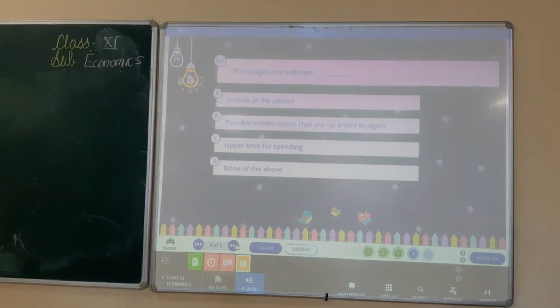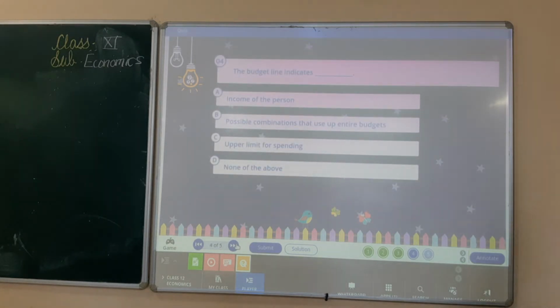Okay. Now the fourth one, it can be asked in your exams also: budget line indicates. Four options are there: income of the person, possible combination of goods that use up the entire budget, upper limit for spending, or none of the above. So you will feel that all the options are right, but you have to choose the most probable right answer. So that is the possible combination that uses up the entire budget. Okay.